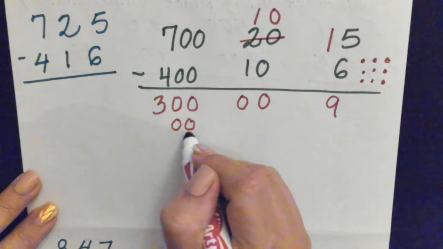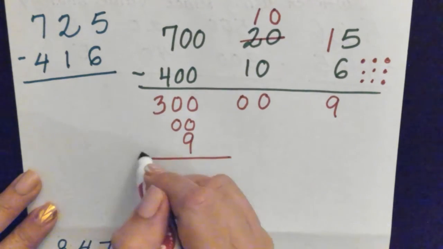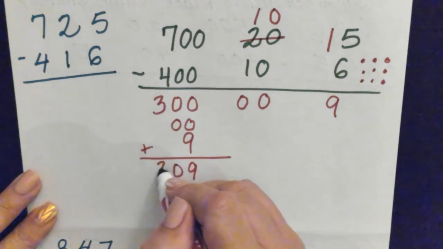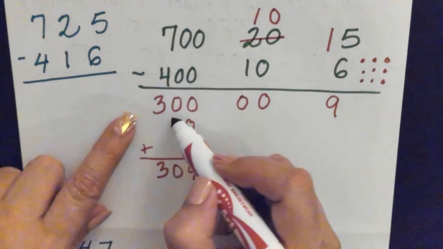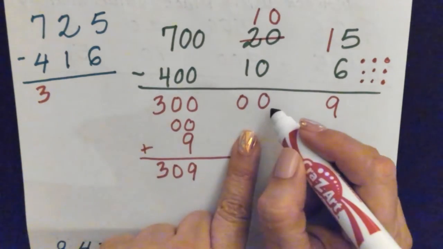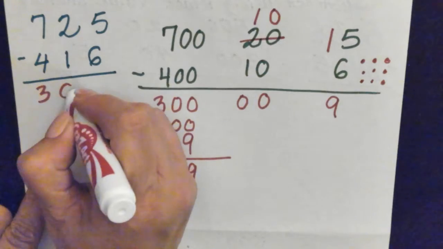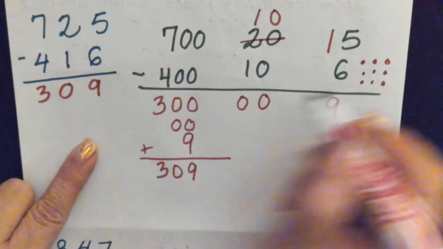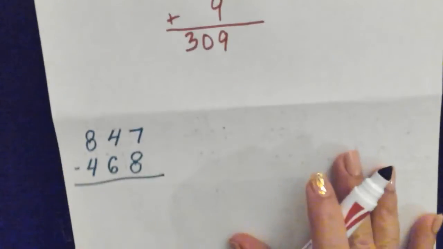You may have to do this. Put it in its place. Just be careful. Or you know that the hundreds place has a 3. The tens place has a 0. So you put the 0 here. And then the 9 goes right under the ones place. Got it? Let's do one more.